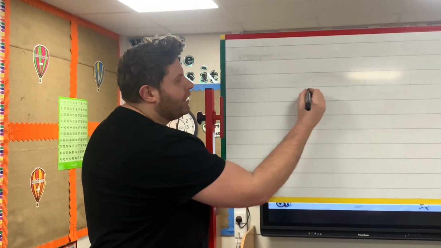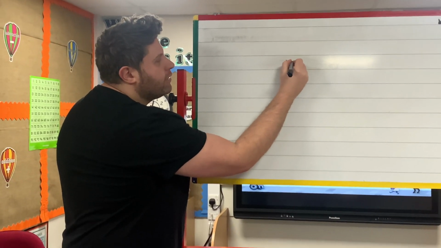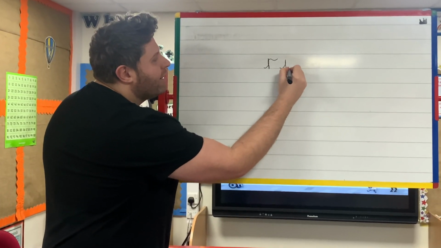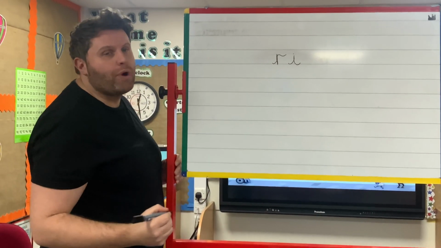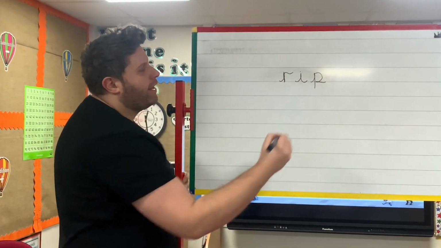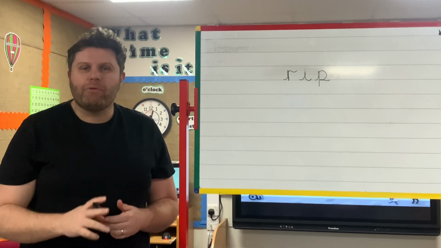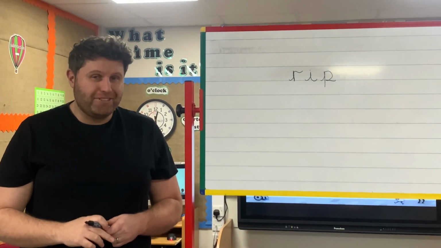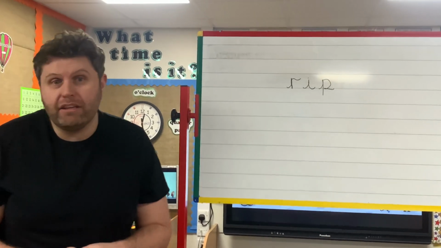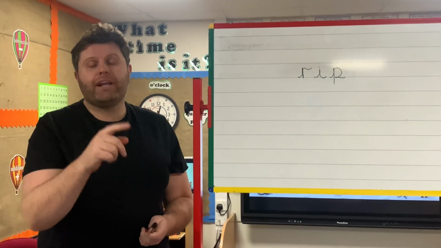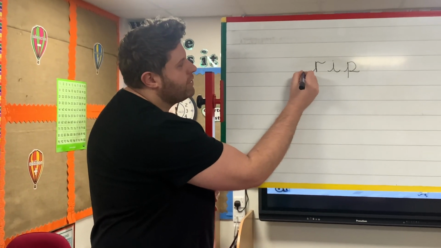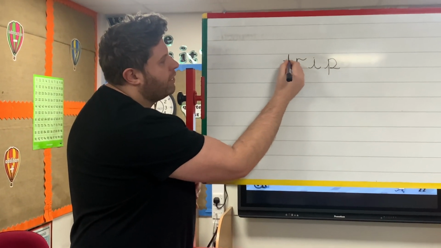So I can hear a r, i, p, rip. Rip. Now, the challenge that I'm going to do is add an extra sound on the beginning. It's going to transform that word, and I would like you to see if you can read it. So the sound I'm going to add on to the beginning is t.